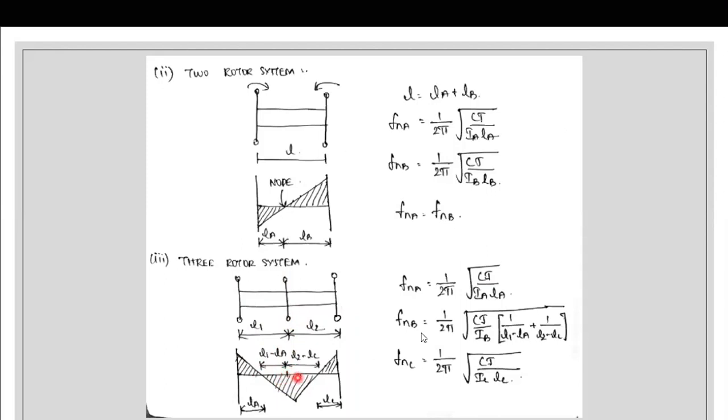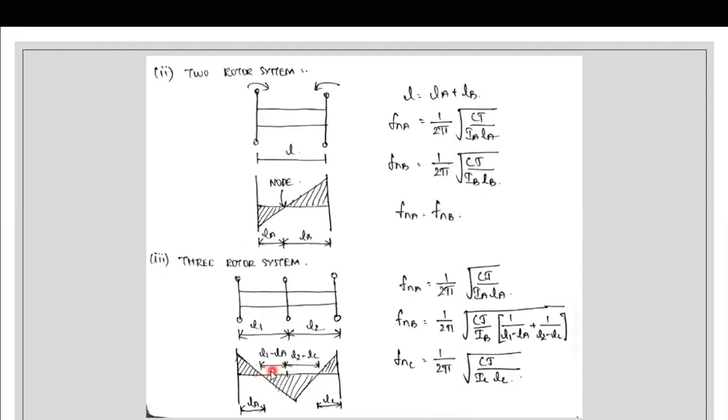If I want the frequency of rotor B, I have to calculate in a similar way. Write this small distance as LA, and this distance as LC. So this point's distance from rotor A, write it as LA, and this point's distance from rotor C, write as LC. The distance between this point and the center of rotor B will be L1. We have already written it, right? So just have a look at this. The distance between rotor A and rotor B will be L1.